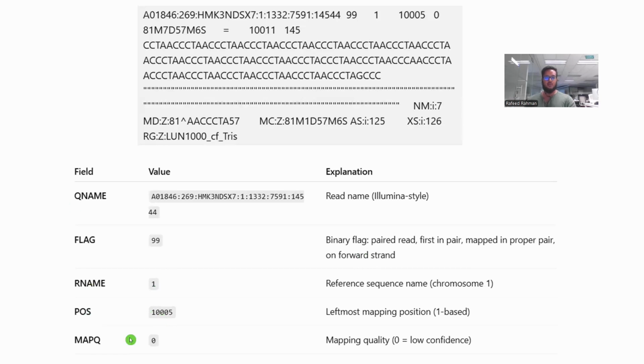And finally, there is also mapping quality. You can see that this is 0. That means the mapping quality is extremely low, so we cannot really rely on this particular read. There are many other things here. You can go take a look. But basically, a BAM file stores all this information for all the reads of your sample DNA.